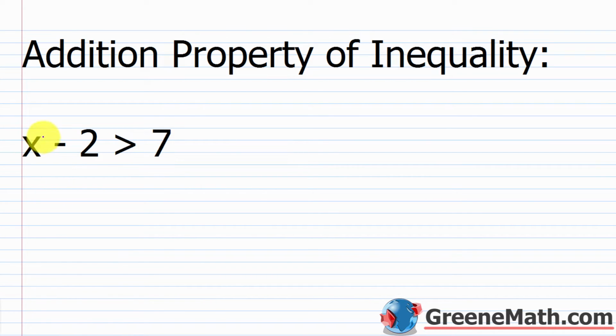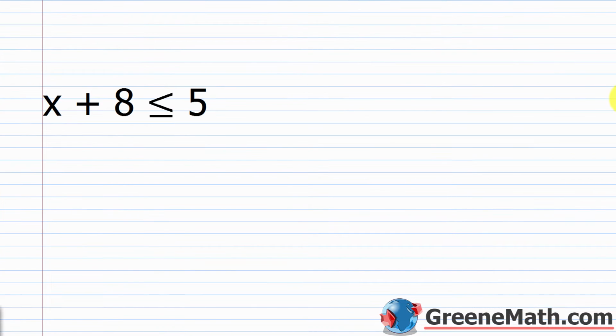So basically all I need to do to isolate x is just add 2 to both sides of the inequality. This would cancel, and you would have x is greater than 9. As another example of this, if I have x plus 8 is less than or equal to 5, again, think about isolating x. I just need to subtract 8 away from each side of the inequality. And so this would cancel, and I would have x is less than or equal to 5 minus 8, which is negative 3.